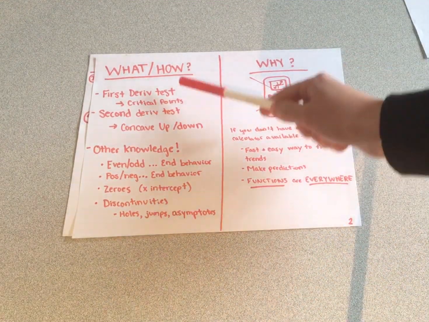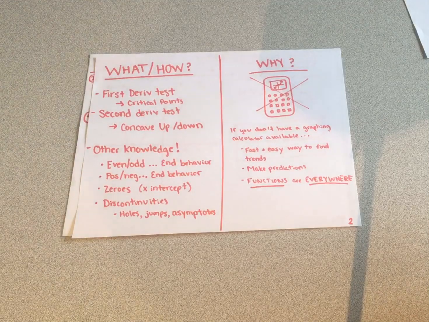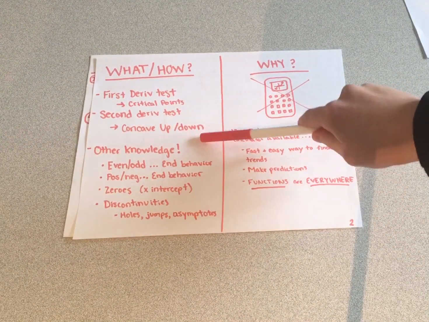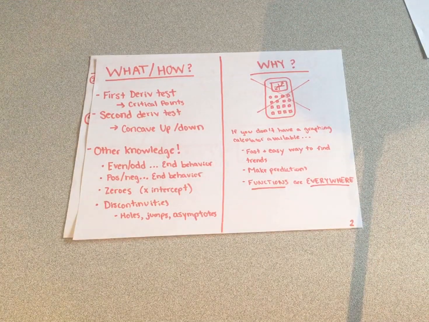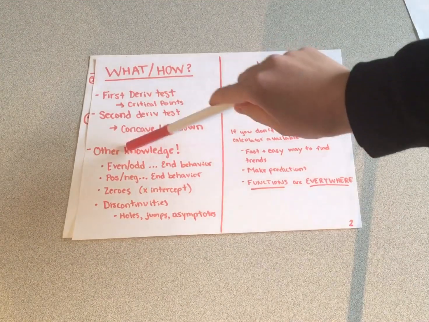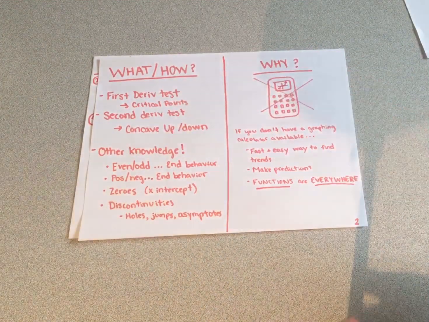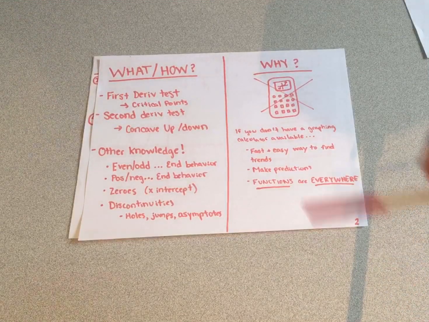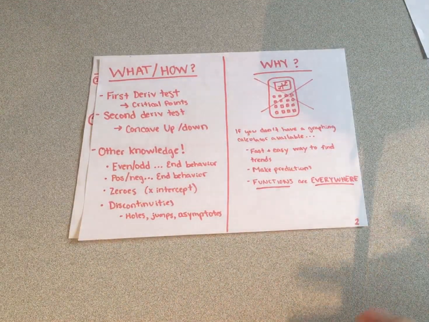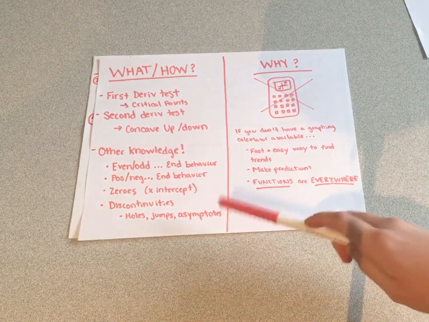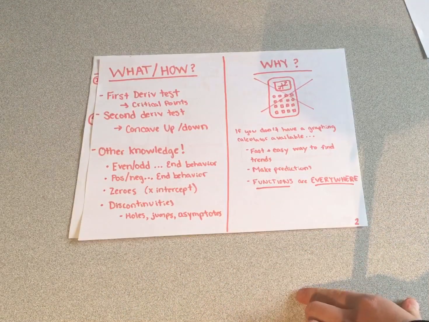Or we might actually use the second derivative test in some cases to determine where something is concave up or down. We will also use, in some cases, other knowledge, although we'll be trying to avoid it since we're learning how to do this with derivatives. Even whether a function is even or odd, which determines end behavior, positive or negative, which also determines end behavior, is the number of zeros and where they're located to find the x-intercept, which will help us graph it, and other discontinuities such as holes, jumps, and asymptotes, both vertical and horizontal.